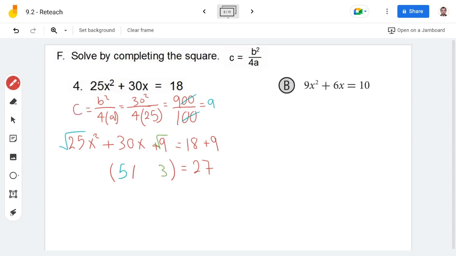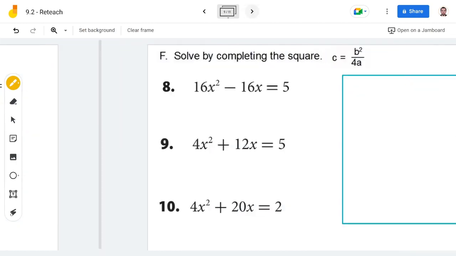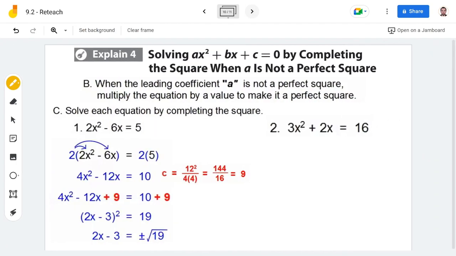Now write the x like this, squared. Now just factor this one by using square root for both sides. You cancel this 2 out. So 5x plus 3 is equal to, what's the square root of 27? Square root of 27, we don't have a whole number, but we can say it's positive or negative 3 square root of 3. So this is the final answer. You can now find two answers. Here are some questions, you can solve them.